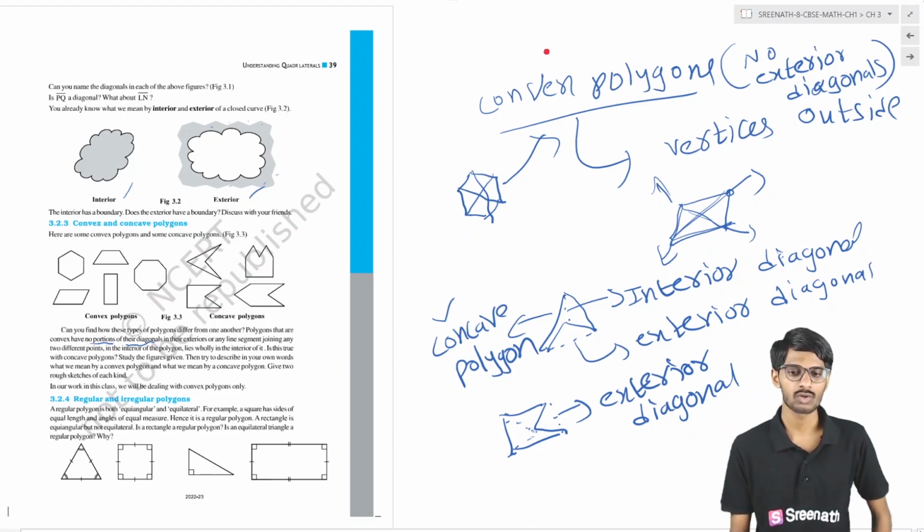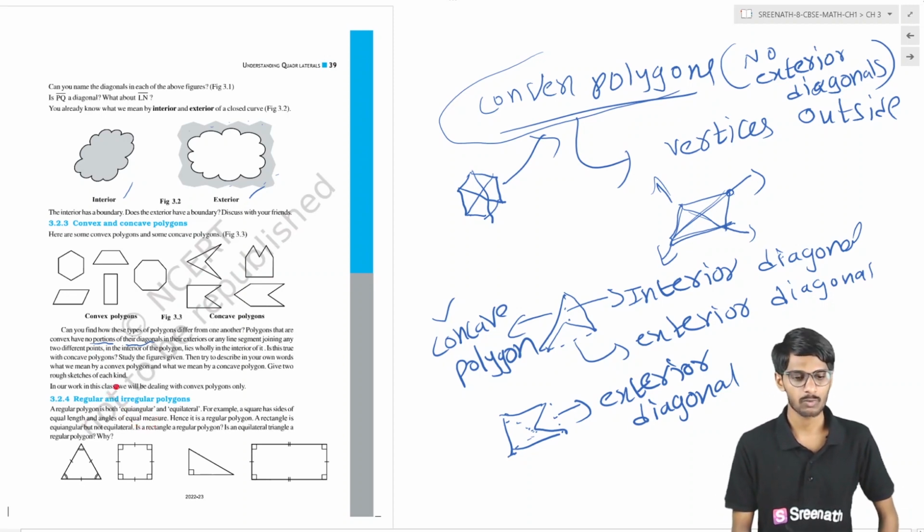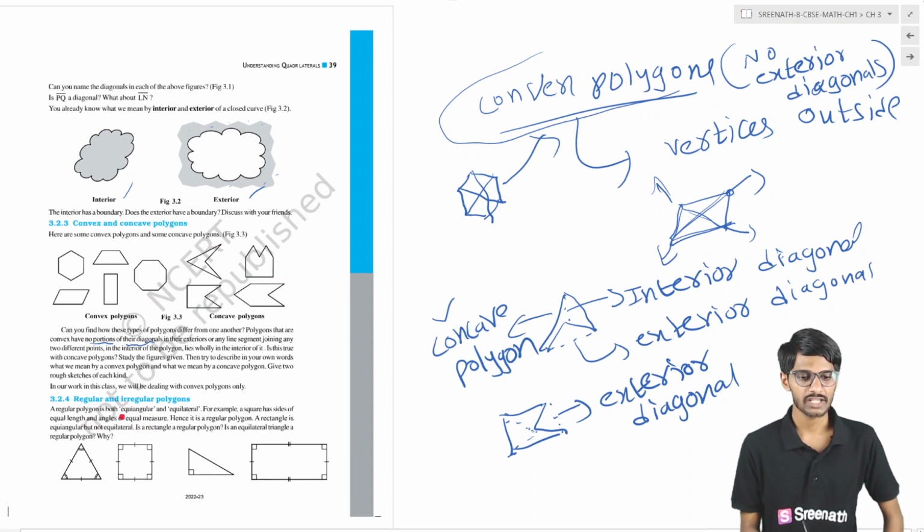Basically, in the present chapter we are going to discuss convex polygons only. And next are regular and irregular polygons. So what are regular and irregular polygons? Basically, regular polygons must be equiangular and equilateral. What does equiangular mean?